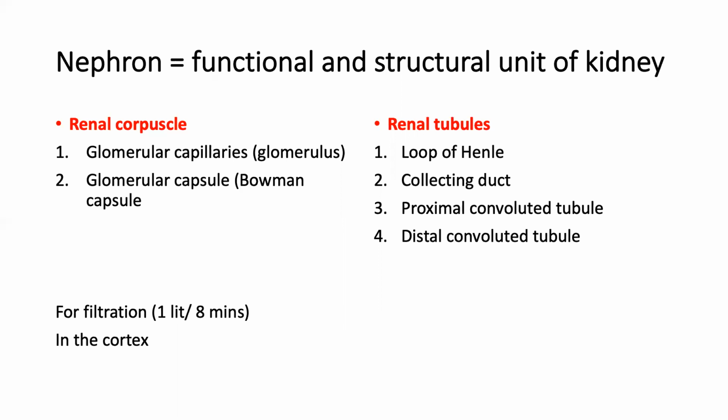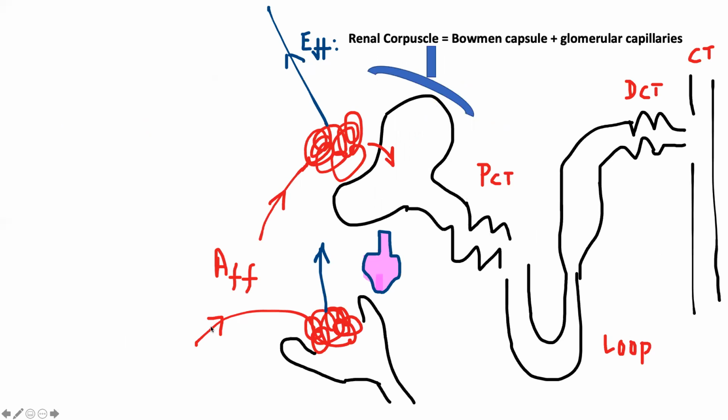The filtration rate in the nephrons is about 1 liter every minute. It is quite a good filtration. And nephrons are mainly located in the renal cortex. The glomerular capsule plus the proximal convoluted tubule and distal convoluted tubule are all located in the renal cortex.